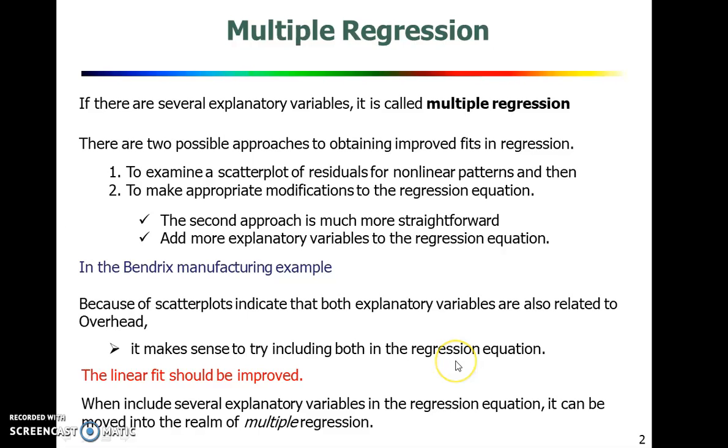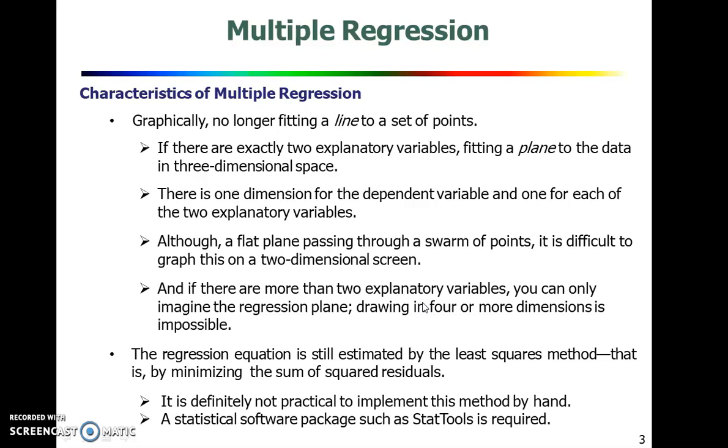This is the objective. When we include several explanatory variables in the regression equation, it moves toward the realism of multiple regression. The first characteristic is that graphically we are no longer fitting a line to a set of points. If there are exactly two explanatory variables, you can imagine fitting a plane to the data in three-dimensional space, with one dimension for the dependent variable and one for each of the two explanatory variables.